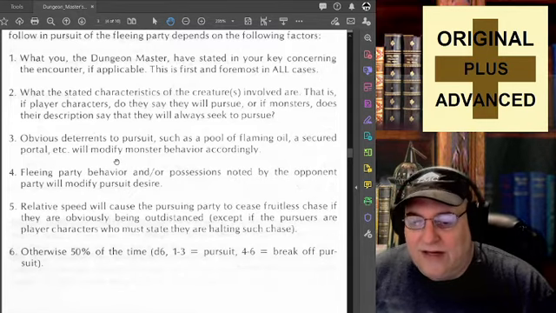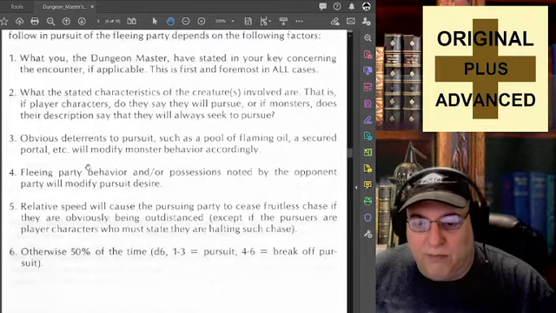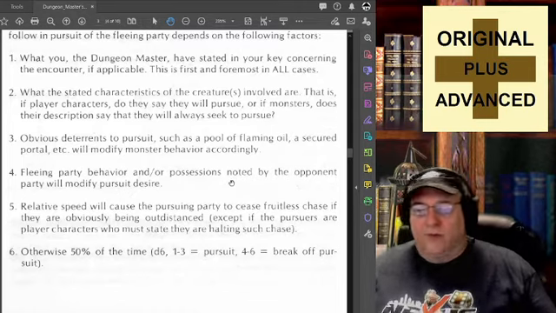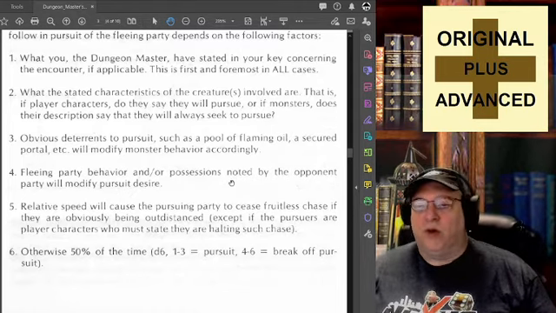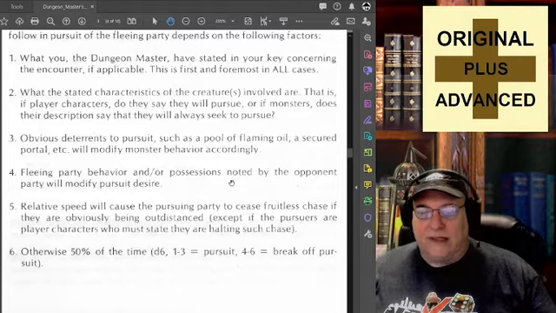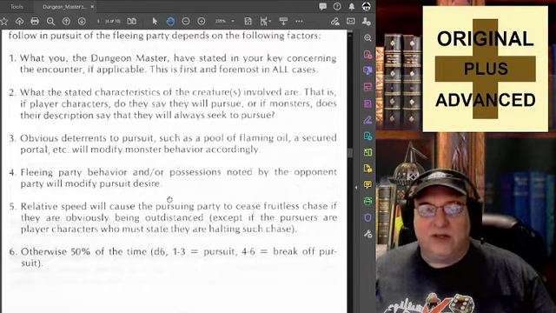Number three, obvious deterrents to pursuit, such as a pool of flaming oil. A secured portal will modify the monster's behavior accordingly. So if somebody flees and throws a whole portal on the door behind, and the monster comes up against that and tries it a couple times and realizes it can't get through the door, maybe it just loses interest.